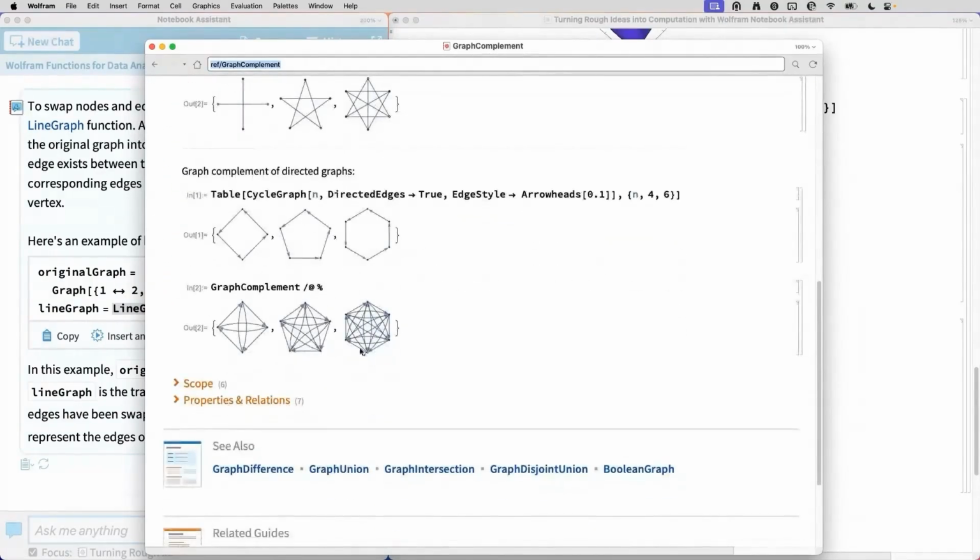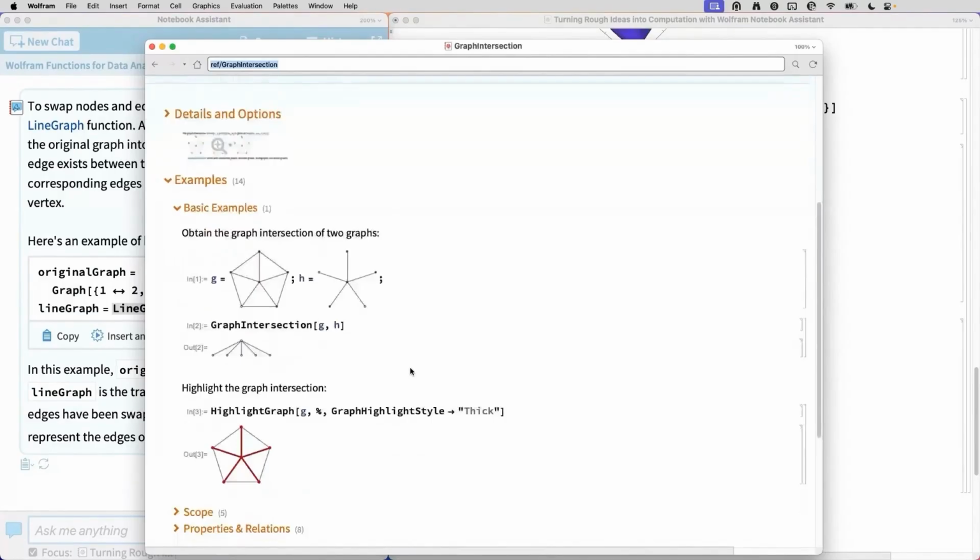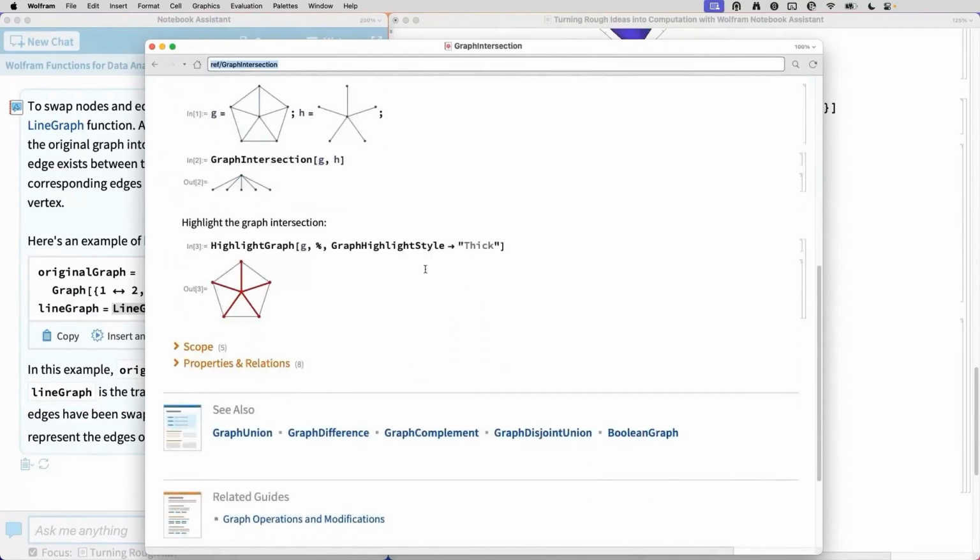And then you can look at all the examples, and maybe this one isn't quite what you want. Maybe you say, oh, I wanted the graph intersection or something like that. And it's all just there in the documentation. And if you have any questions about anything in the documentation, guess what? You can ask Notebook Assistant about it.